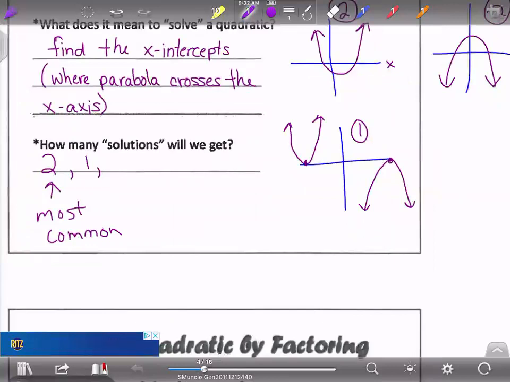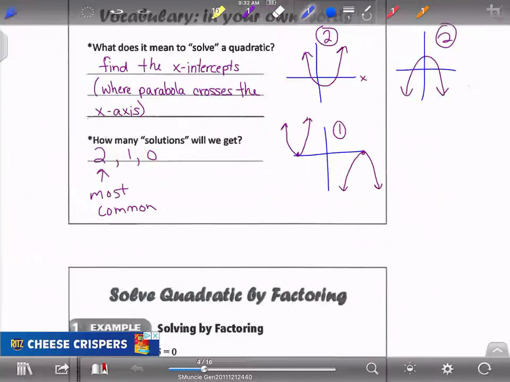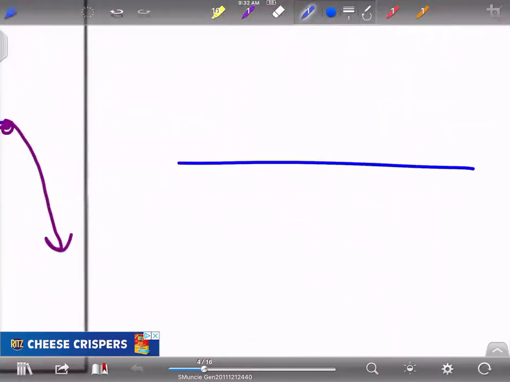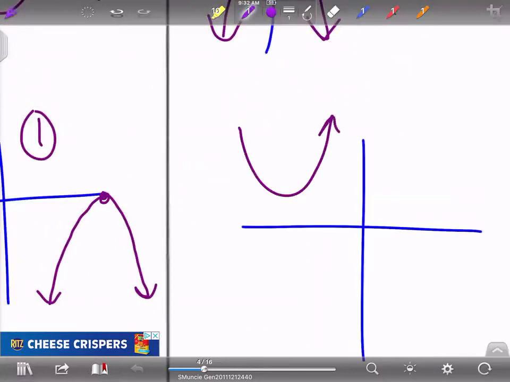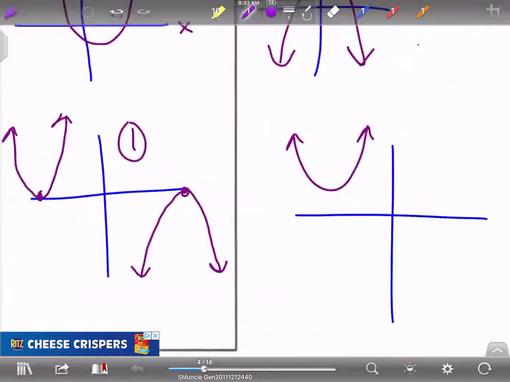And then the least common one is to have no solutions. So to have no solutions, I'm going to have to draw it over here. If I have a parabola that looks like this, will this parabola ever cross your x-axis? Never. It's just continuing up. It's never going to go down. So this has 0 solutions.